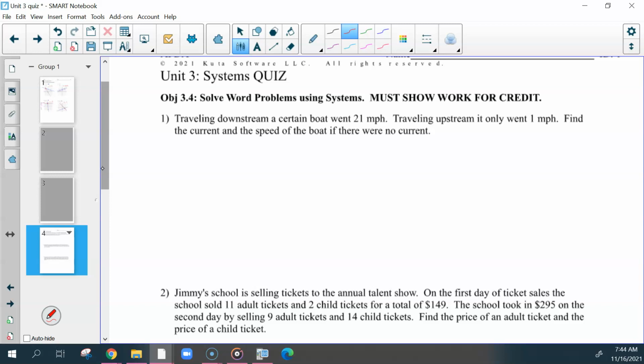So for this one, we know we're traveling downstream. The boat went 21 miles per hour. Upstream, it went only 1. And we're looking for the current and the speed of the boat. So it doesn't say this, but it's talking about the current speed. So the two things we don't know are the current speed and the speed of the boat. So those would be your two variables. You could call them X and Y, C and B, whatever you want.